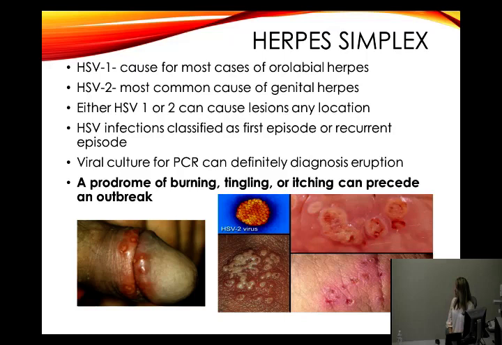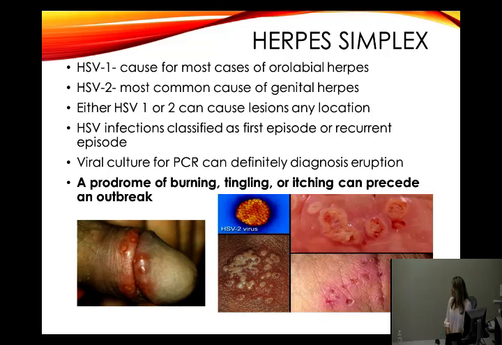So the herpes simplex virus can be classified as first episode or recurrent episodes. But really, it's unusual to see somebody in the office for their very first episode of a herpes simplex infection. It comes a few times before they realize what's going on and they seek treatment for it.